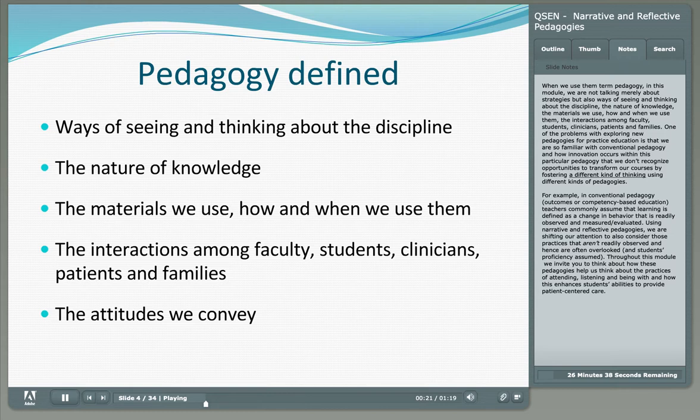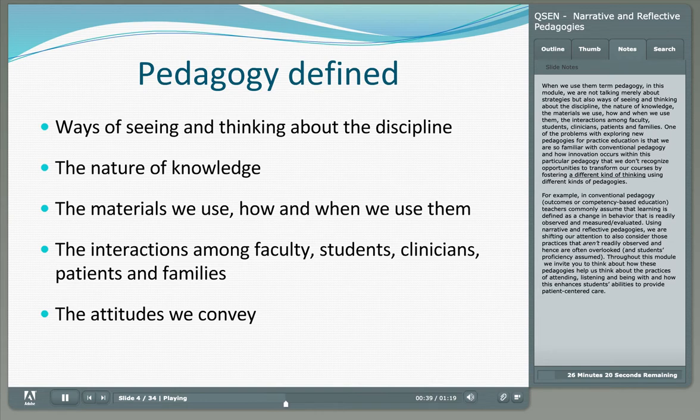One of the problems with exploring new pedagogies for nursing education is that we're so familiar with conventional pedagogy and how innovation occurs within this approach that we don't recognize opportunities to transform our courses by fostering a different kind of thinking using different pedagogies.